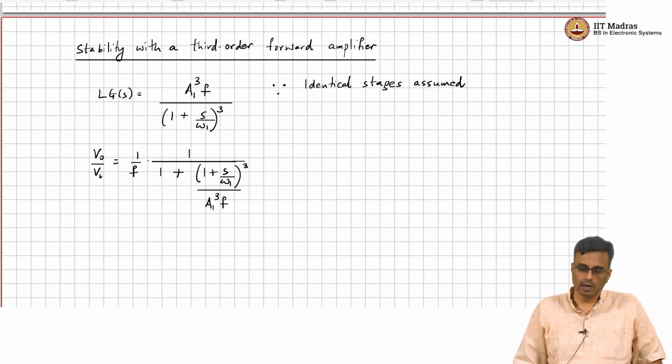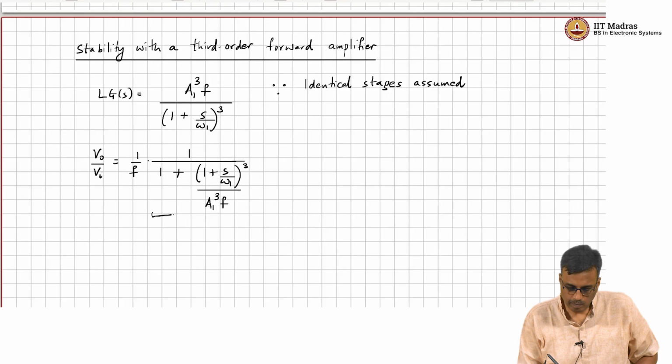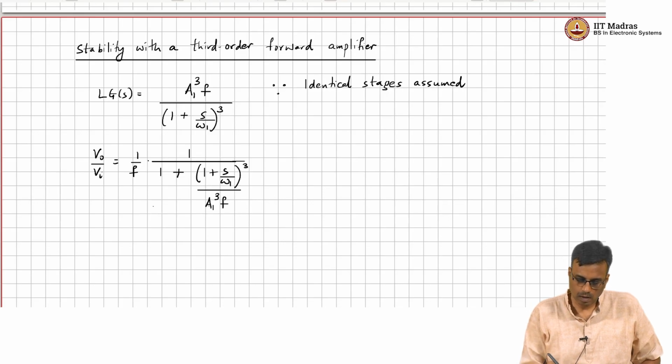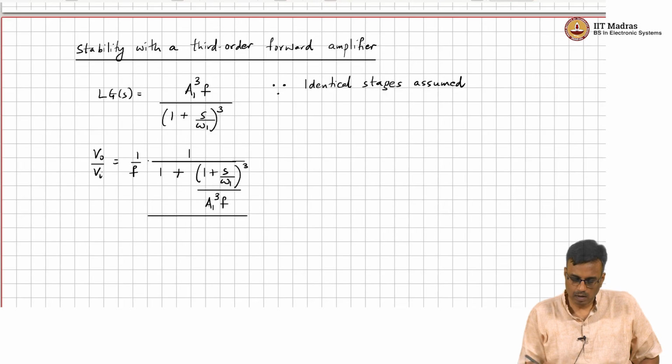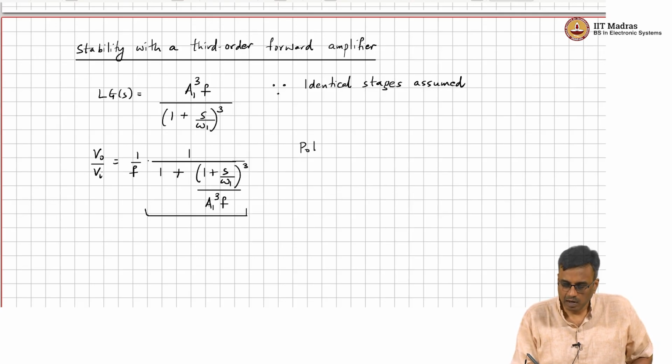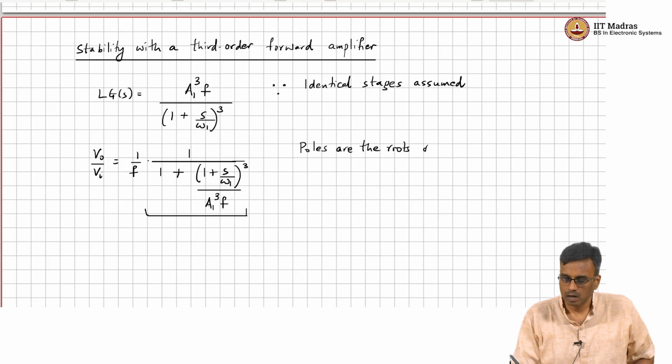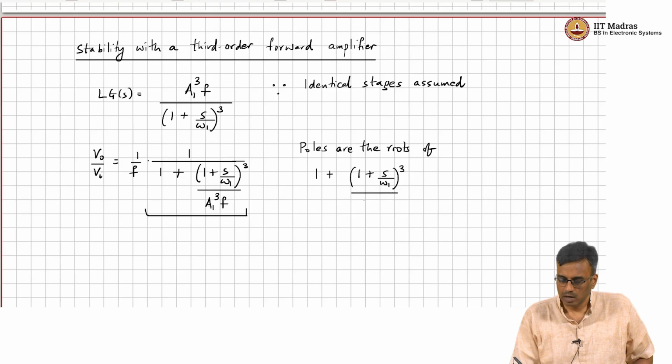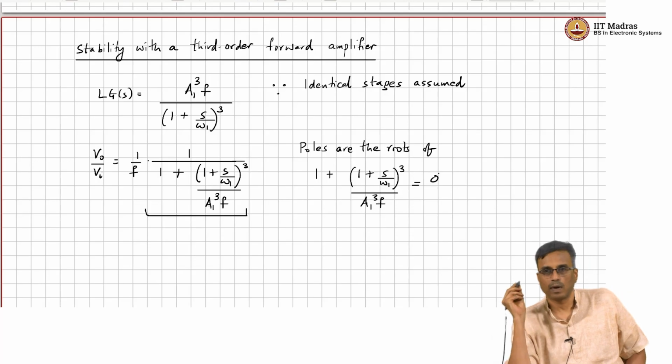So, now the question is, where are the poles of the closed loop system? So, poles are roots of 1 plus s by omega 1 the whole cube by A1 cube f equal to 0.